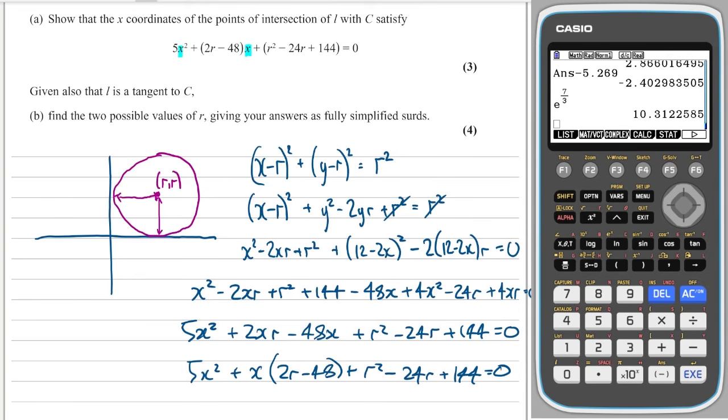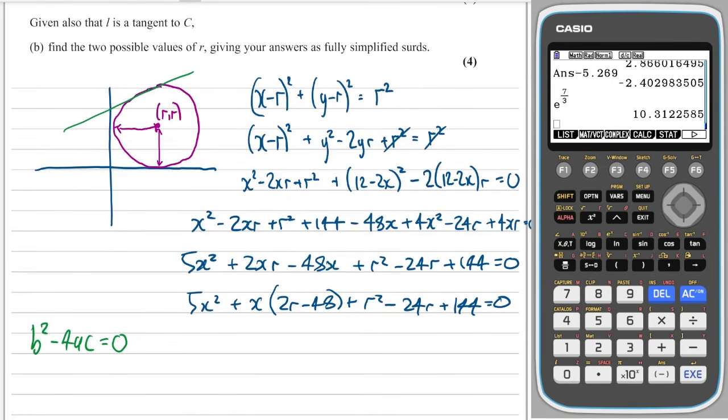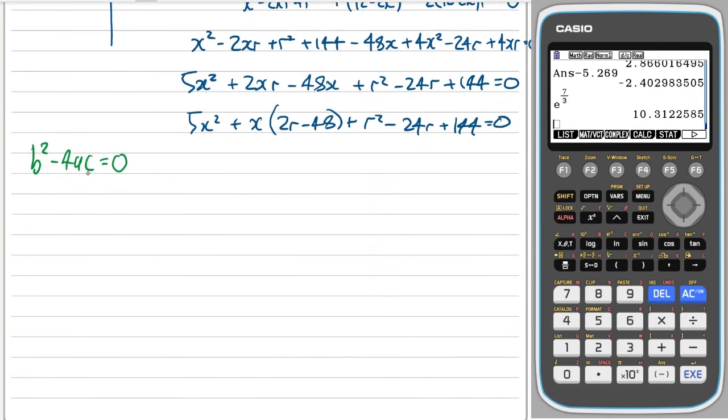Okay, now it says, given also that L is a tangent to the circle, find the two possible values of r. Well, what do we know about tangents? We know that the discriminant of the quadratic will be 0, because a tangent will cut at just one point, so it has one intersection, so therefore the quadratic will give me only one solution. So b squared minus 4ac must equal 0. Okay, here we go. What is the b? Well, the b is the number of x's, of which we have 2r minus 48.